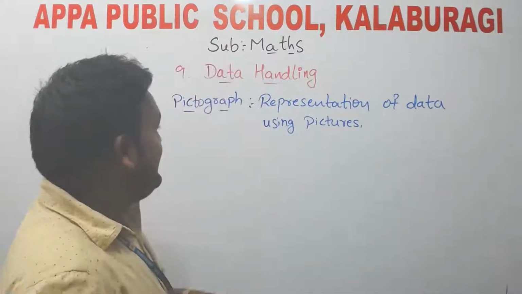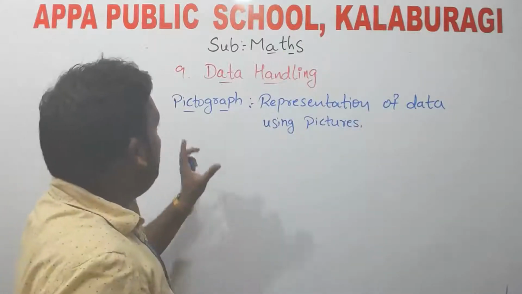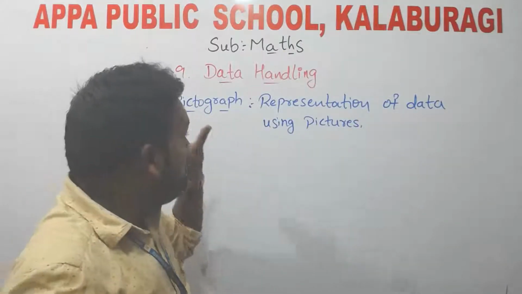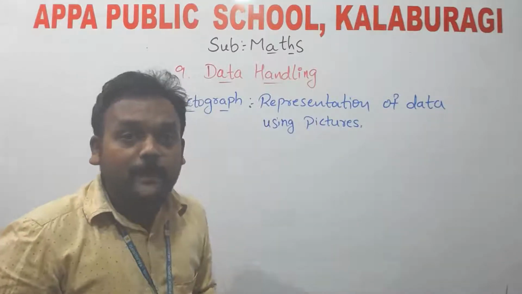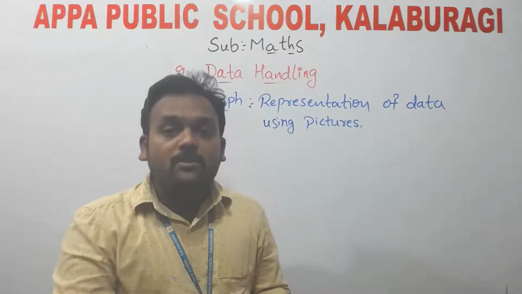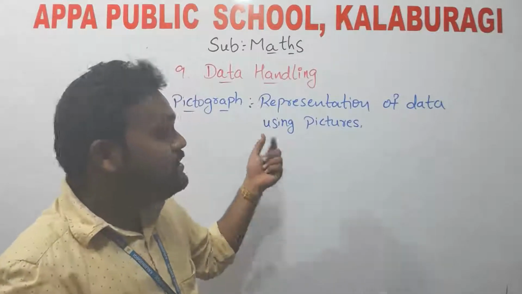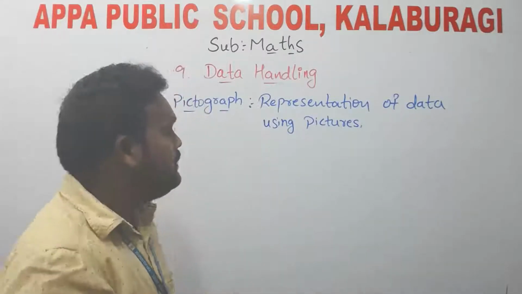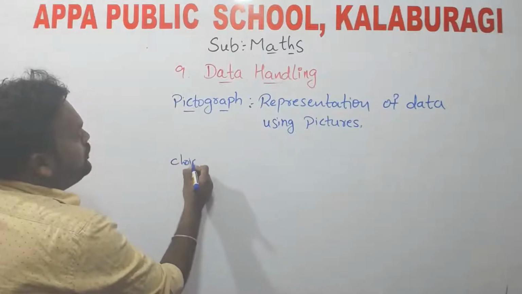Now, an example for pictograph. The only way to organize in a pictograph is by using pictures. In the data and frequency distribution table, we organize the data only by using tally marks. Here we should use pictures in pictographs. See, I'll give the example. For example, choices again.